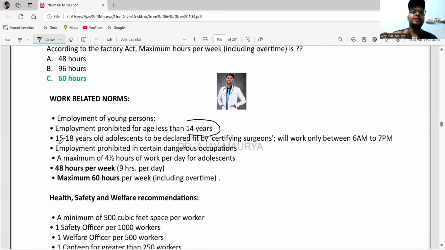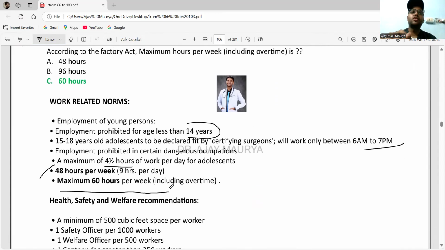For 15 to 18 years, adolescents should be declared fit by a certifying surgeon and will work only between 6 a.m. and 7 p.m. And guys, a maximum of 4.5 hours per day for the adolescent. But per week, how much? 48 hours per week, and the maximum is 60 hours per week, including overtime. This is what they are going to ask in the question.